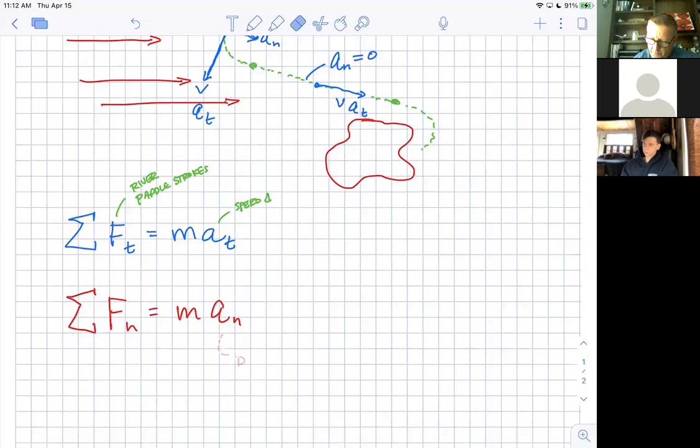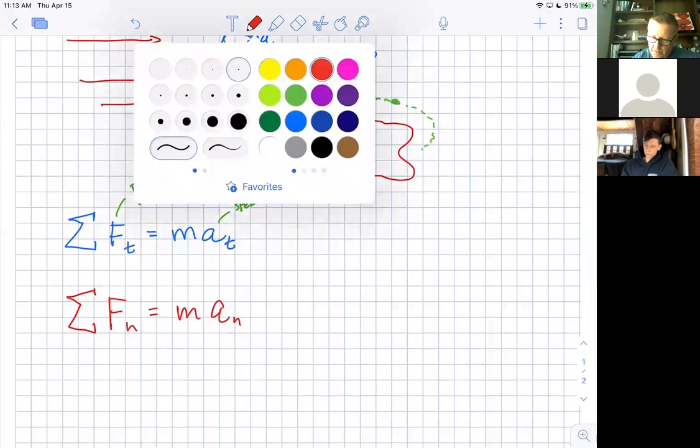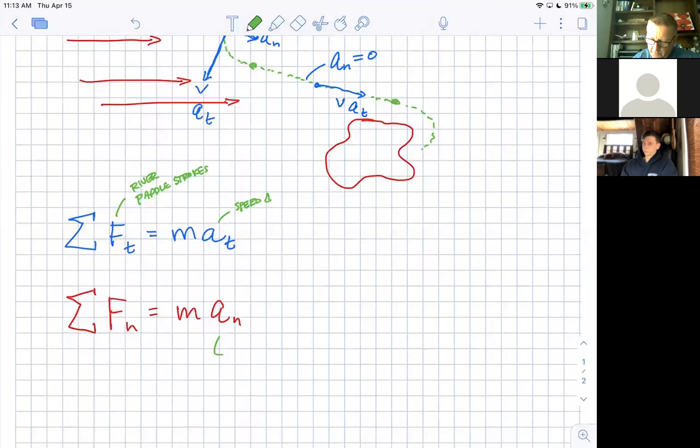Why do I feel the need to switch colors? Seems like it just stands out. This is a direction change.